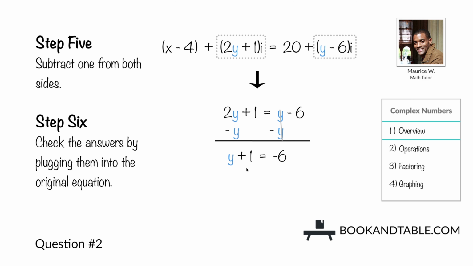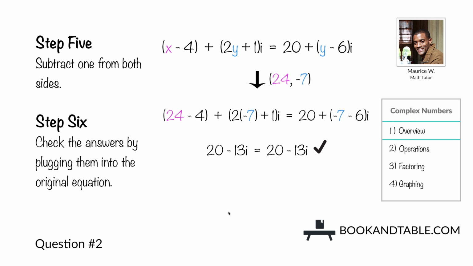And now we'll subtract 1 from both sides to isolate this y on the left side. Negative 6 minus 1 is negative 7. So we get y is equal to negative 7. And now that we know the values for both x and y, we can check the answers by plugging them into the original equation. (x minus 4) plus (2y plus 1)i is equal to 20 plus (y minus 6)i.